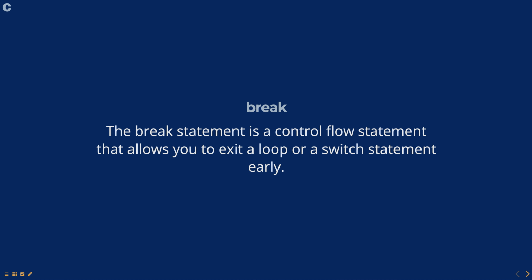The break statement in C is a control flow statement that allows you to exit a loop or a switch statement early. The break statement immediately terminates the innermost enclosing loop or switch statement in which it appears and transfers control to the next statement following the loop or switch.